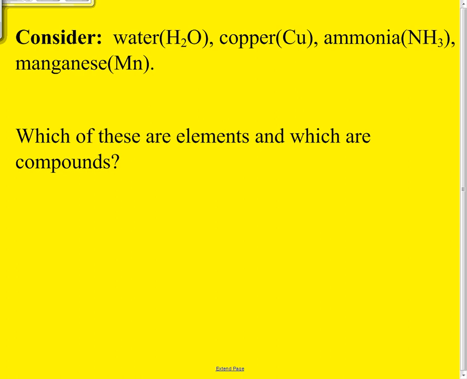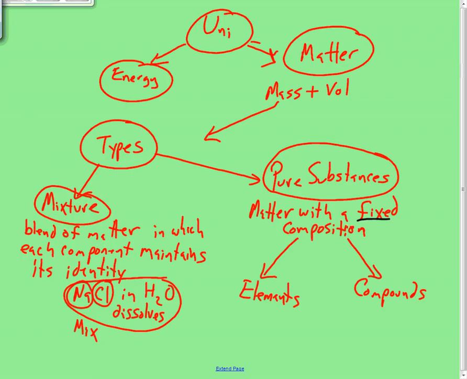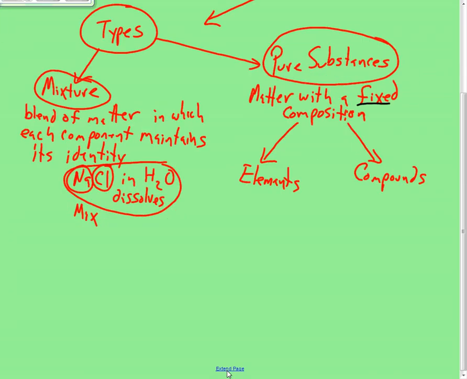Consider water, copper, ammonia, and manganese. Which of these are elements and which of these are compounds? Okay, so let's go back here. We talked about pure substances, and we said that there are really 2 types of pure substances. There are elements and compounds. There may be more, but we want to focus on elements and compounds. And we need to then come up with a way of differentiating between these.